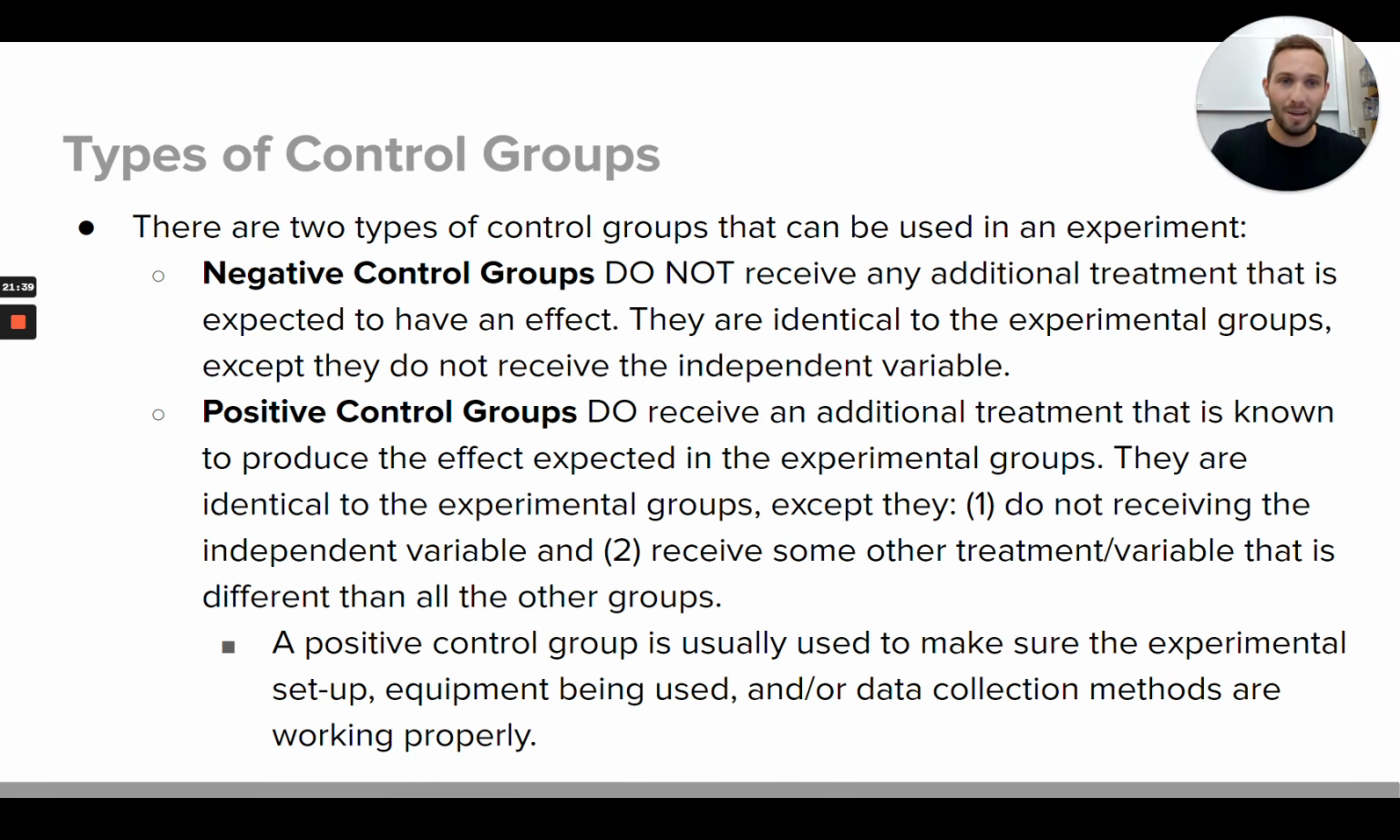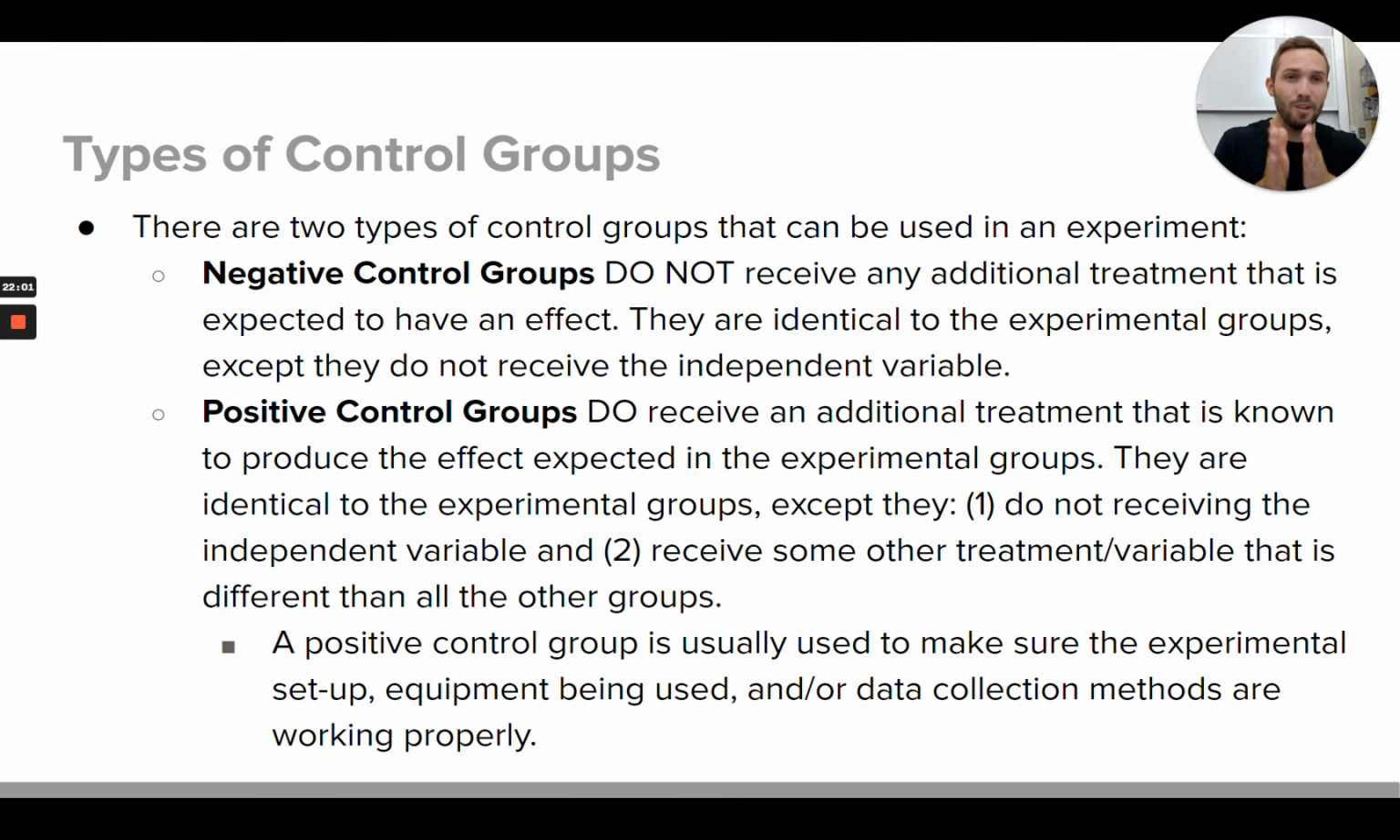This will make sense in a second, hopefully. But these are identical to the experimental groups, except there are two things that make them different from the other groups. First of all, they usually don't receive the independent variable, which means in this group, they're not going to receive any manipulation of the independent variable, just like a negative control group. So we're not going to apply the independent variable to this group.